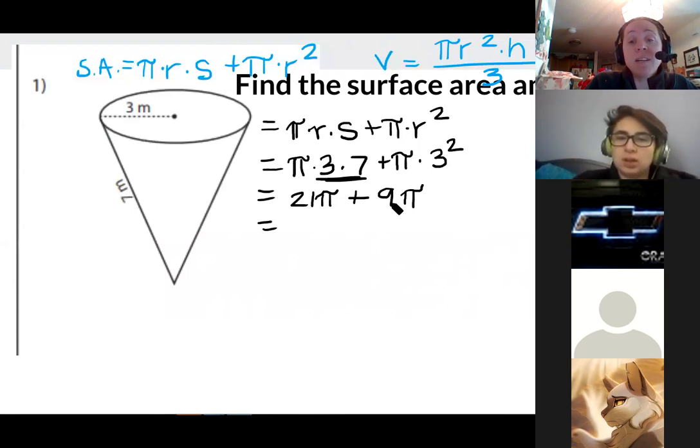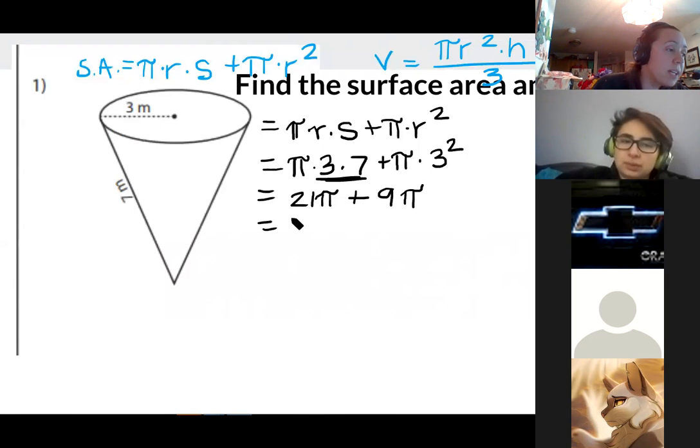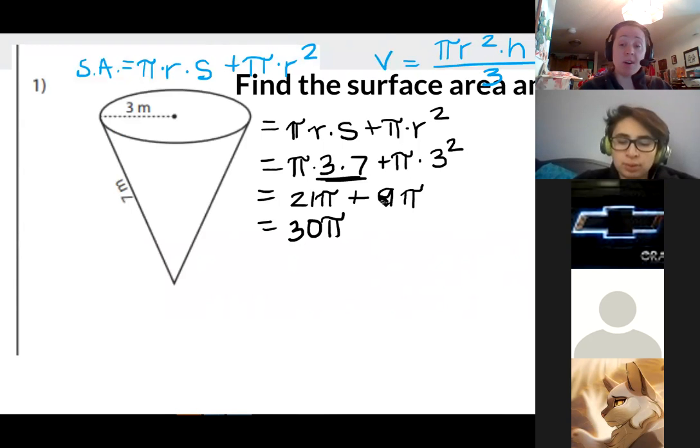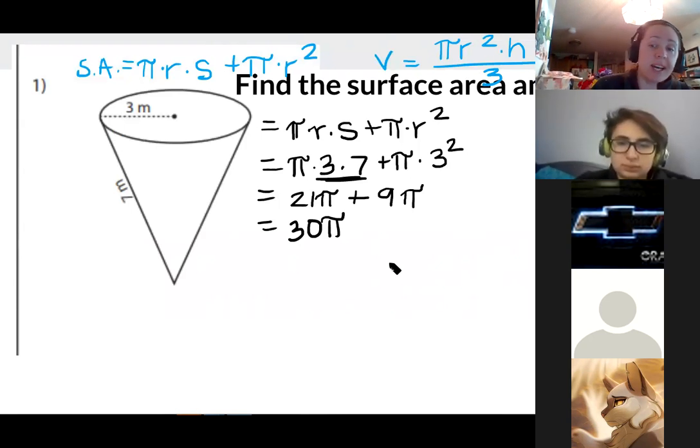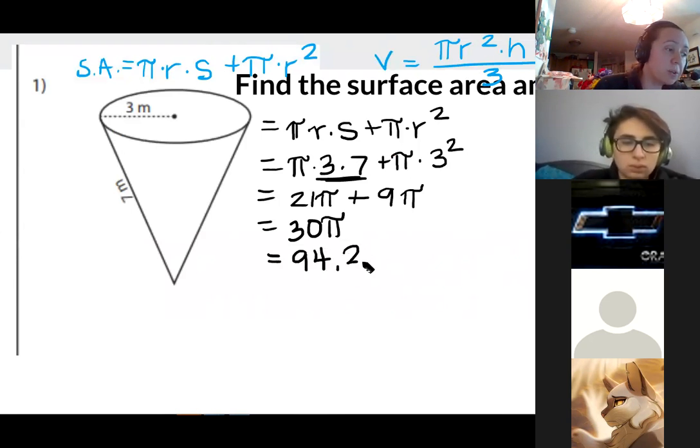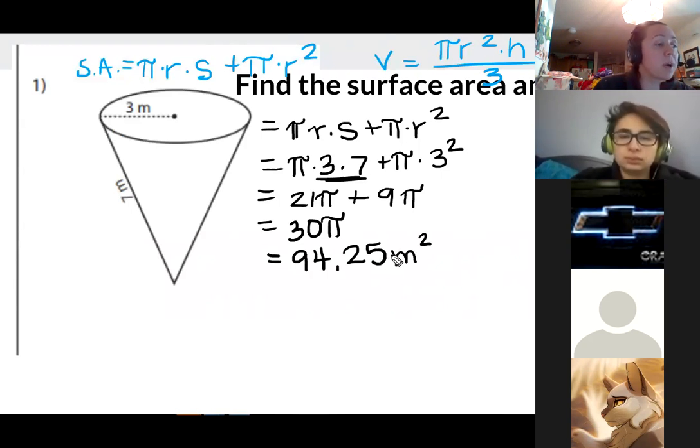Casey says 94.25. Let's see if she's right. Thanks, Casey, for being our taskmaster. I love it. So we have 30 pi. 94. And I would concur. It is definitely 94.25. And this is a surface area, so we would say meters squared. Casey, you got it.